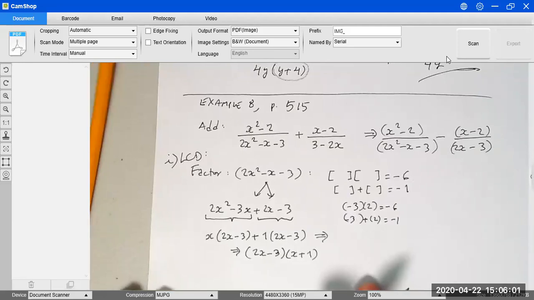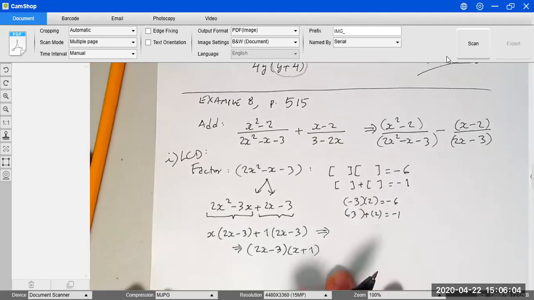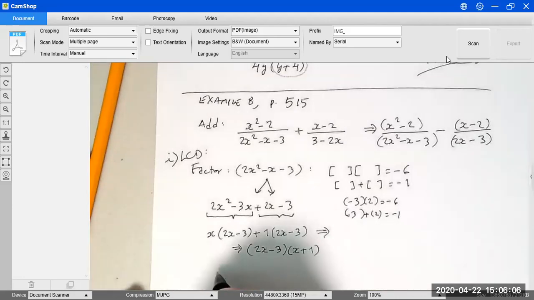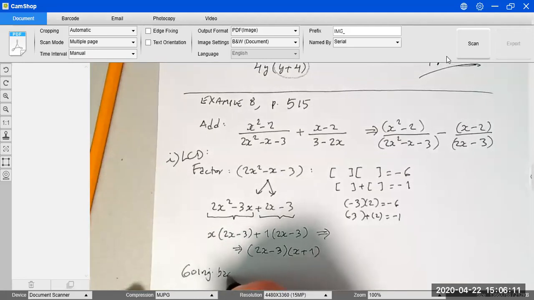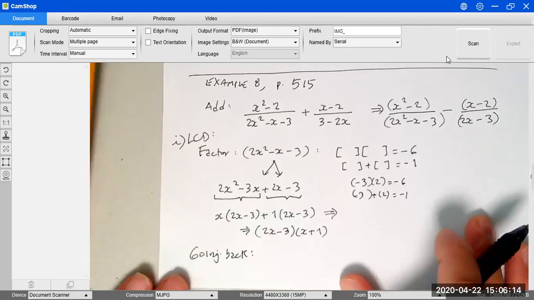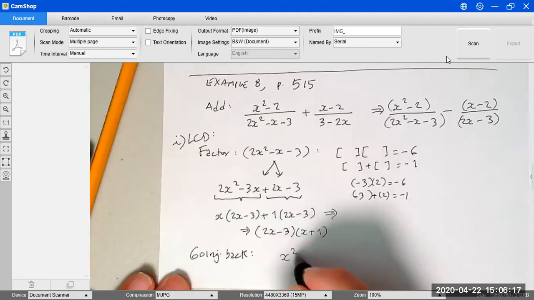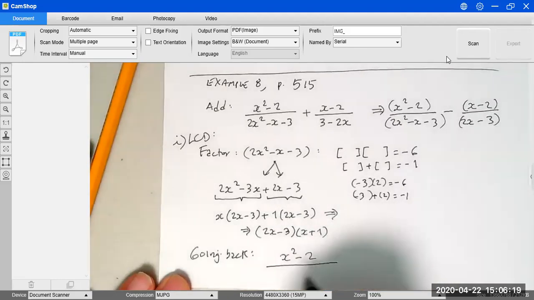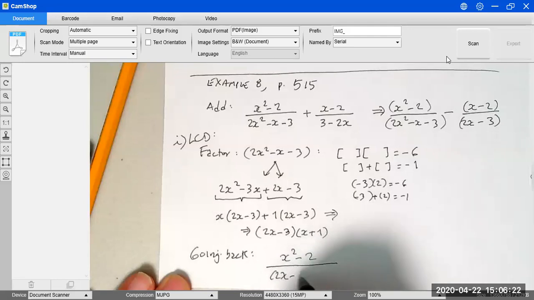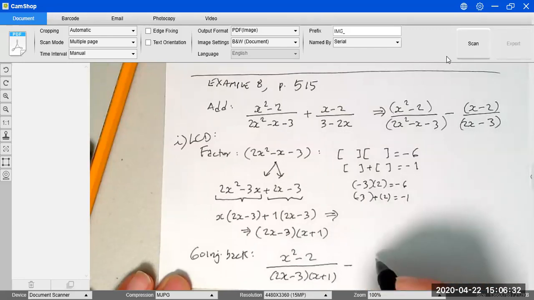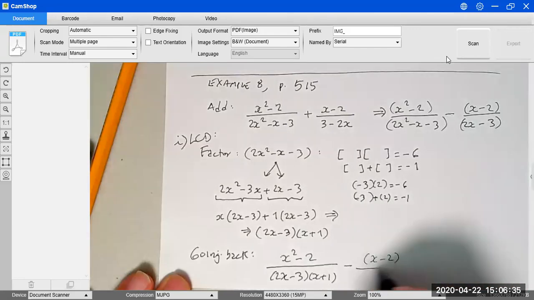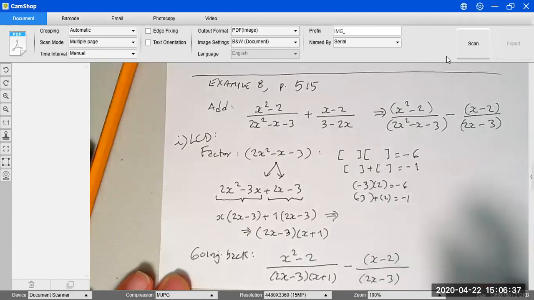Okay, so we're going to rewrite this in the following way. Going back to our rational expression, you have x squared minus 2 over 2x minus 3 times x plus 1. So that's the denominator now written in factor form. Then we have minus x minus 2 over 2x minus 3.